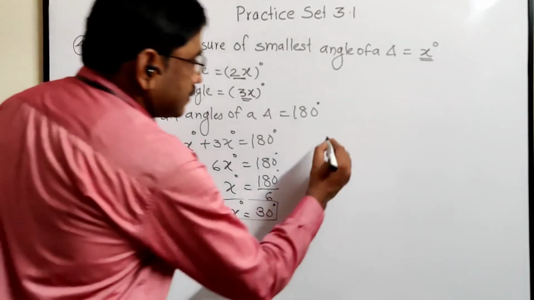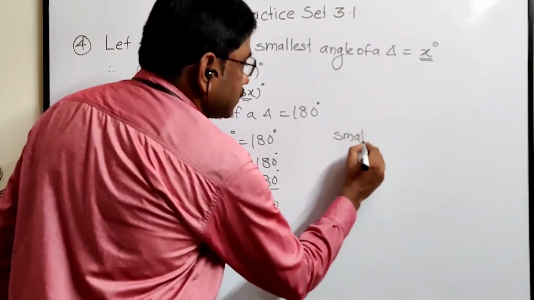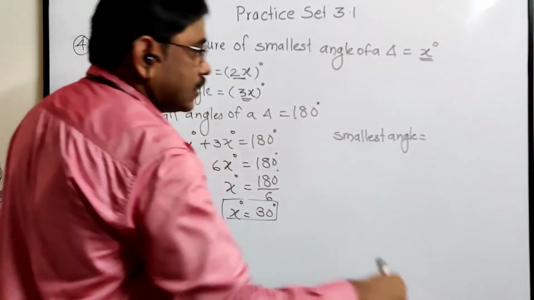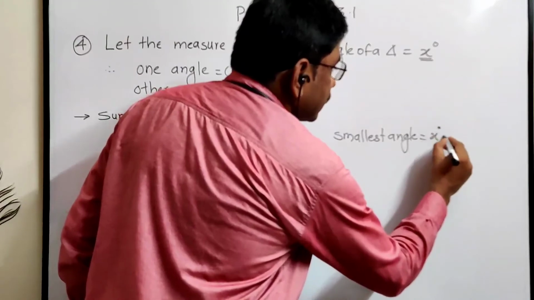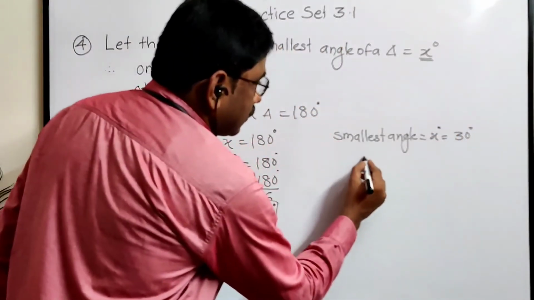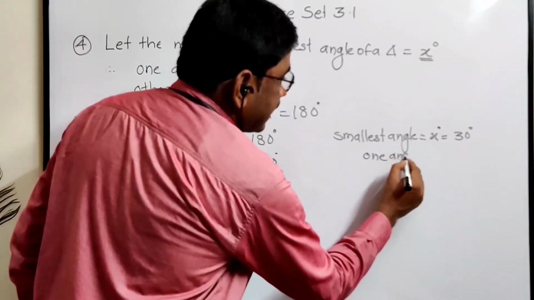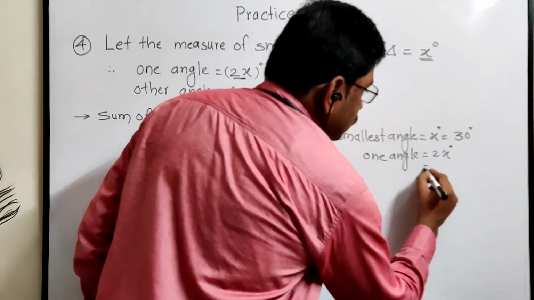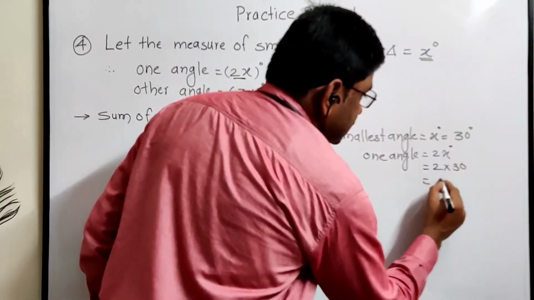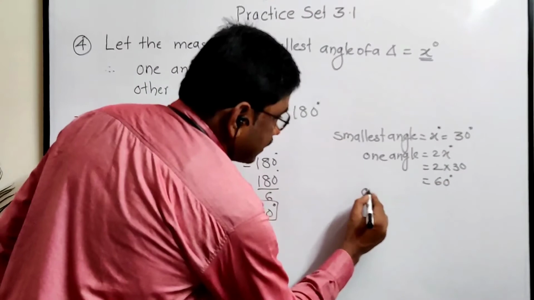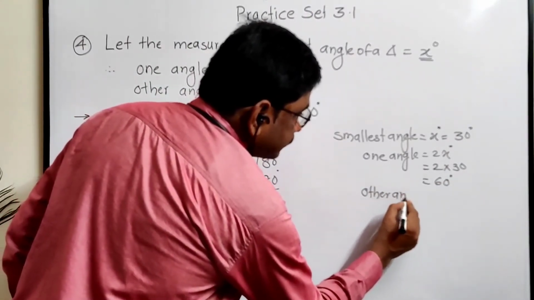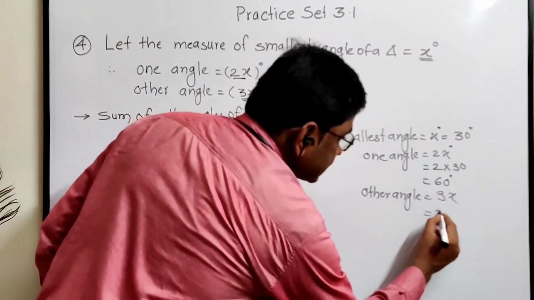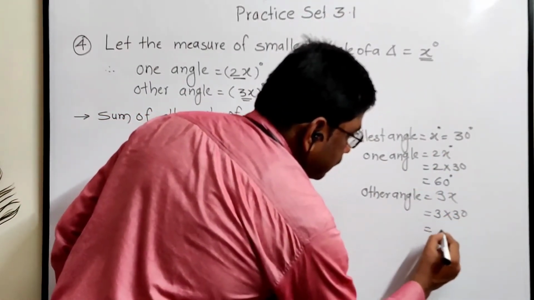Therefore the measure of the smallest angle is x degrees, which is equal to 30 degrees. The second angle is twice that, means 2x degrees, means 2 into 30 is equal to 60 degrees, and the remaining angle, the third angle, is thrice the smallest angle, means 3 into 30 is equal to 90 degrees.